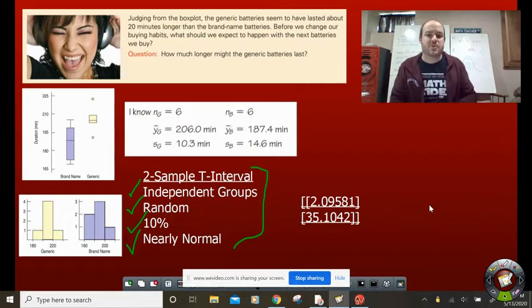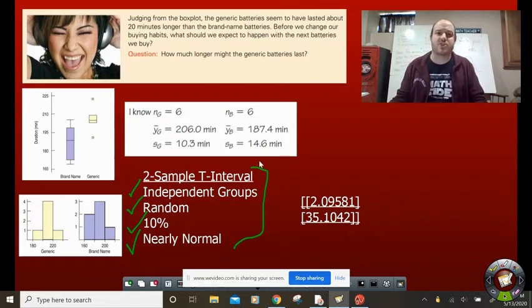And remember, this is measured in minutes. So here we can say that based off of our small samples of both of them, we can assume that anytime we buy batteries between the brand name versus the generic, we would expect the generic batteries to last on average anywhere from 2 to 35 minutes longer. Now, obviously, 2 is hardly longer, but 35 is quite a big chunk of time. That's almost a whole half hour you'd be buying for a generic battery.